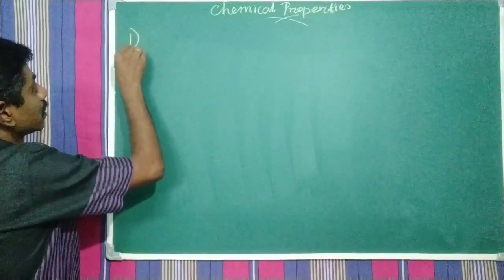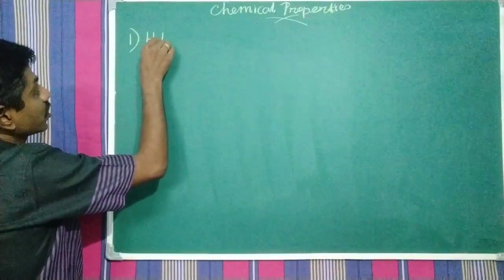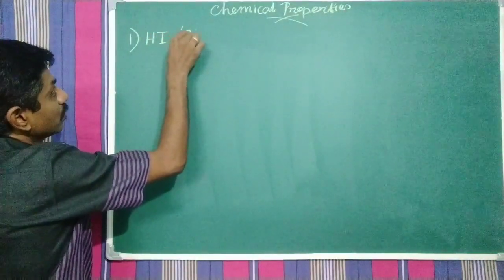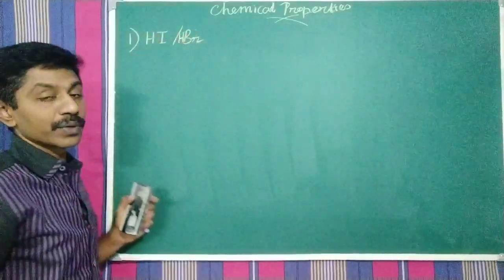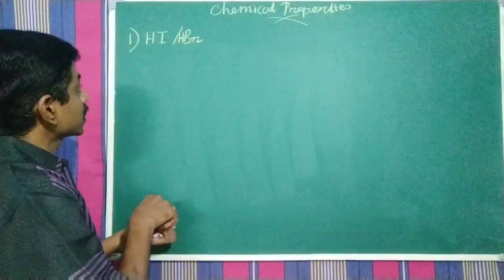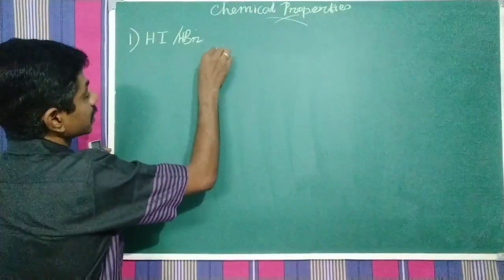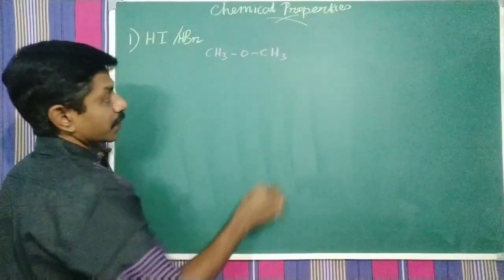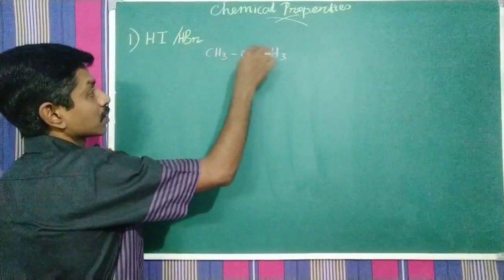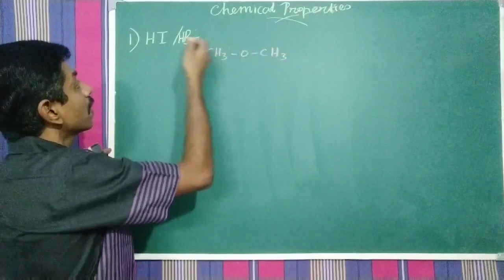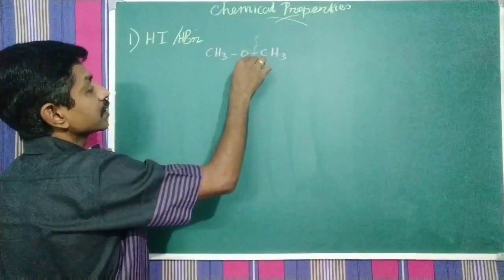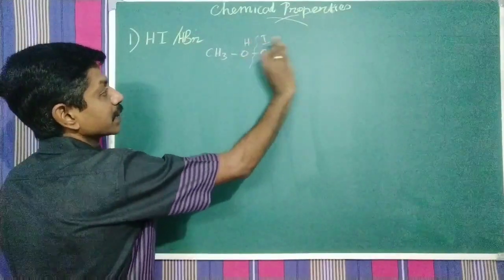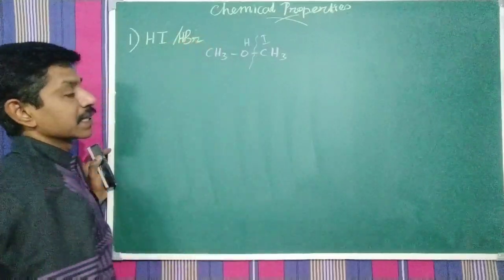The first one is how they react with HI or HBr, that is hydrobromic acid or hydroiodic acid. When we go for such reactivity, let us take a simple ether, CH3OCH3, methoxymethane or dimethyl ether. Then addition of HI makes a very simple cleavage, left side hydrogen, right side iodine, and you will get one of the products as methyl iodide, the other side methyl alcohol.